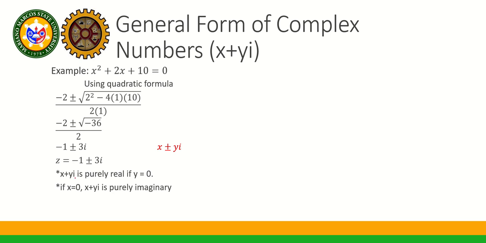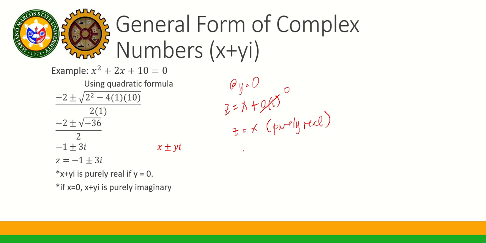Note that x plus yi is purely real if y is equal to 0. So if y is equal to 0, that is z is equal to x plus 0 times i. And any number multiplied by 0 is equal to 0. Therefore, yung z mo is purely real number.